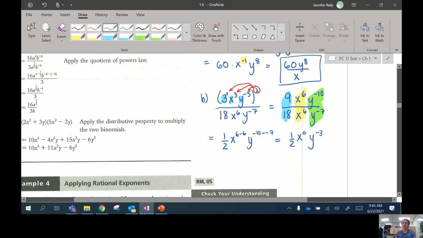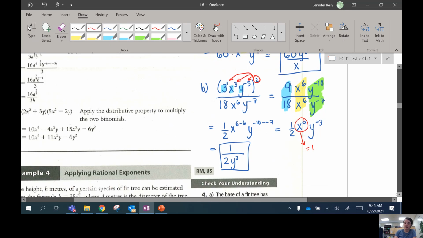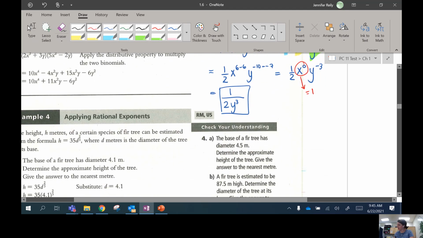And we want to write our final answers with positive exponents only. And we have to remember anything to the power of 0 equals 1. So our final answer is going to be 1 over 2y cubed. So we flip the y into the denominator and make that exponent positive. The x disappears because that whole expression there, x to the power of 0, is equal to 1, so it's gone. Okay, and then if you would like to, you can try the third one on your own. It involves foiling, so you can try that.